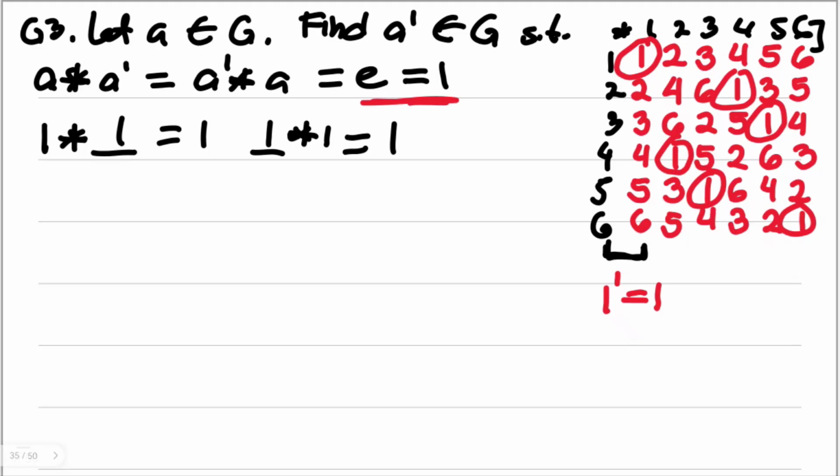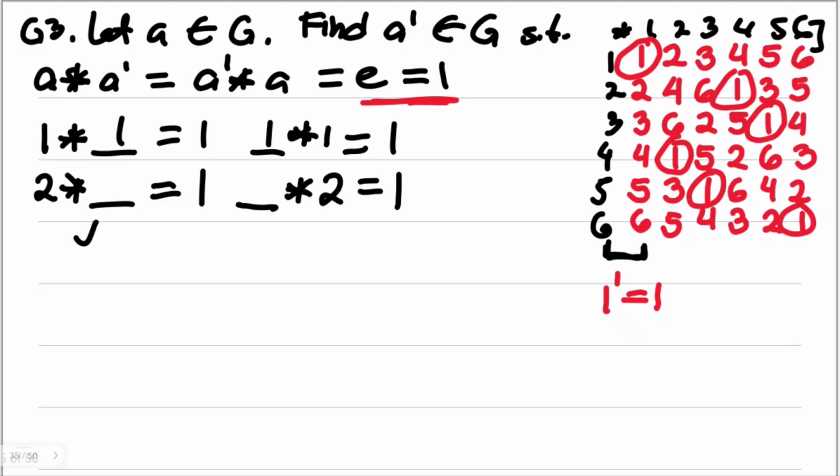Next, how about 2? What is to be paired with 2 that will result to 1? Similarly, that value must satisfy this, will also result to 1. Because if this is true, but this is not, then we cannot guarantee this. Definitely, we are going to stop and declare that the set is not a group.